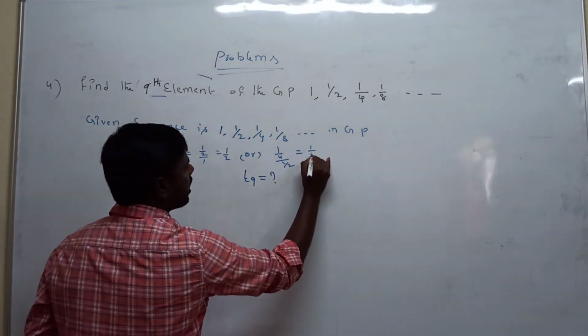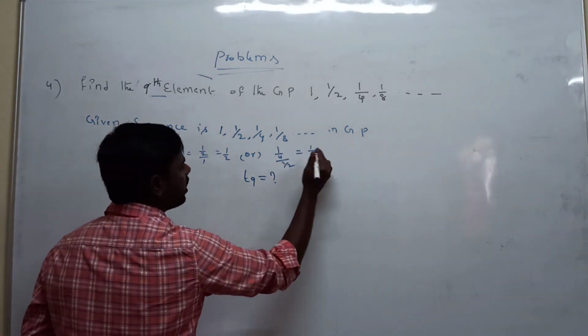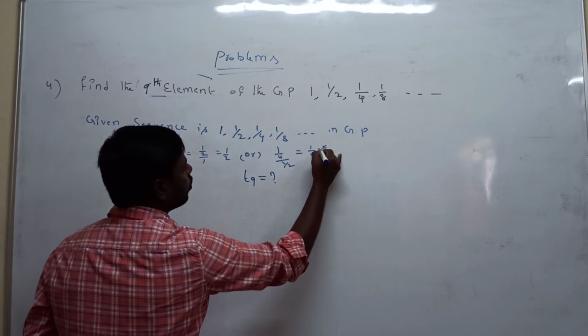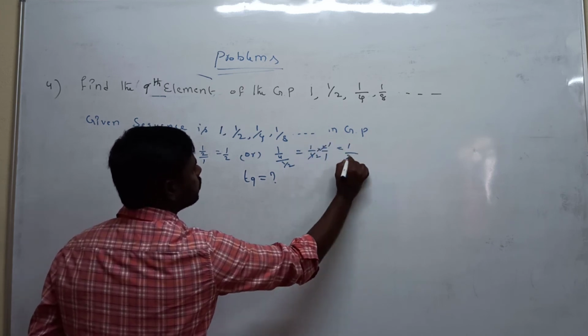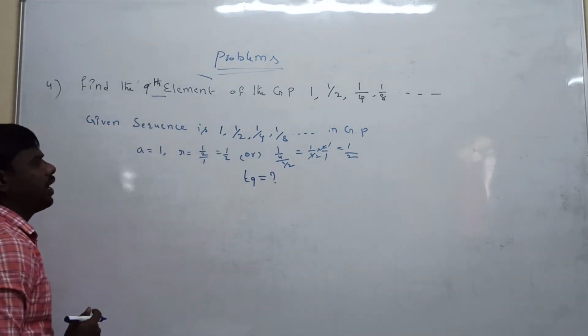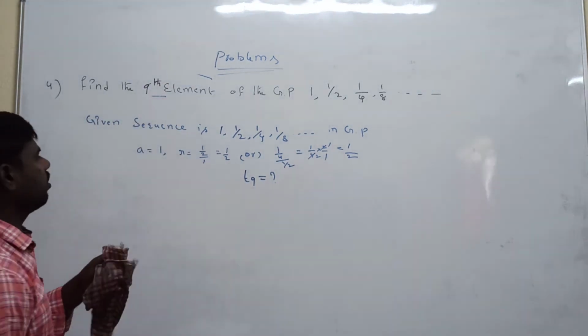This can be written by interchanging: 1 by 2 interchanged is 2 by 1. 1 into 1 is 1, 2 into 1 is 2. So the ratio is 1 by 2. Okay? So don't be confused.